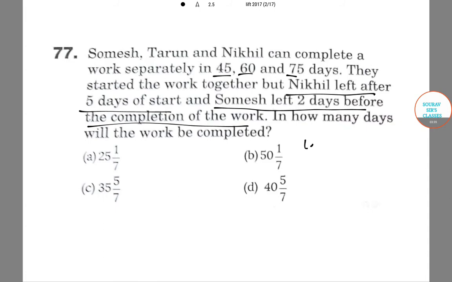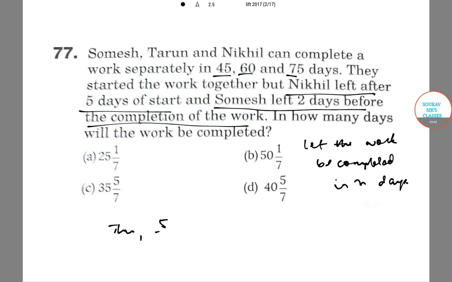So let the work be completed in x days. Then 5 by 75 plus (x minus 2) by 45 plus x by 60 is equal to 1.